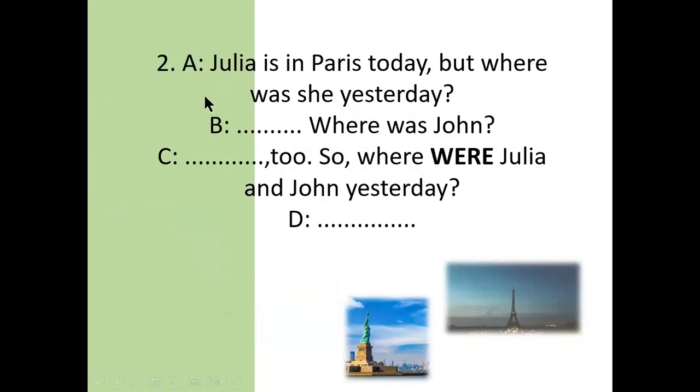Now, dialogue two. Julia is in Paris today. But where was she yesterday? She was in New York. Julia was in New York yesterday. Where was John? John was in New York too. So, where were Julia and John yesterday? They were in New York.